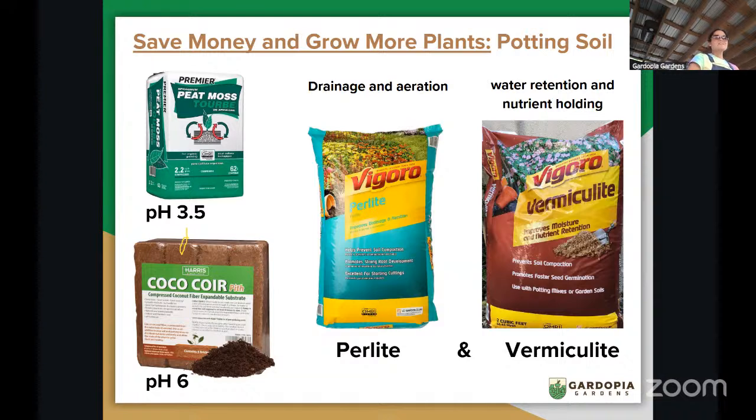And then the other thing that you can add into your coco coir is perlite. So perlite is great for drainage and aeration, right? Again, it's this volcanic rock. I like to say perlite is that volcanic rock that's heated so hot it turns white and it pops, right? And so, yeah, it's really cool and it's light and it looks like styrofoam.